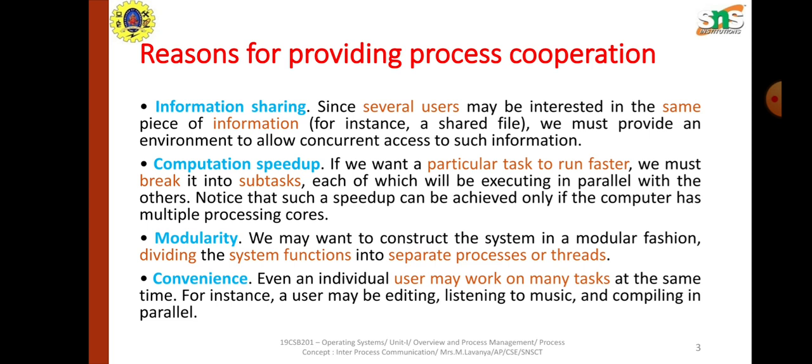For example, in a mobile itself, we are performing multitask, right? Something will get downloaded, and at the same time we will be in chat box, at the same time we will be speaking in a call, right? This is the simple example for convenience and processing multiple tasks at the same time. So these are the four reasons for providing process cooperation. This process cooperation can be implemented using interprocess communication. Let's see it further.